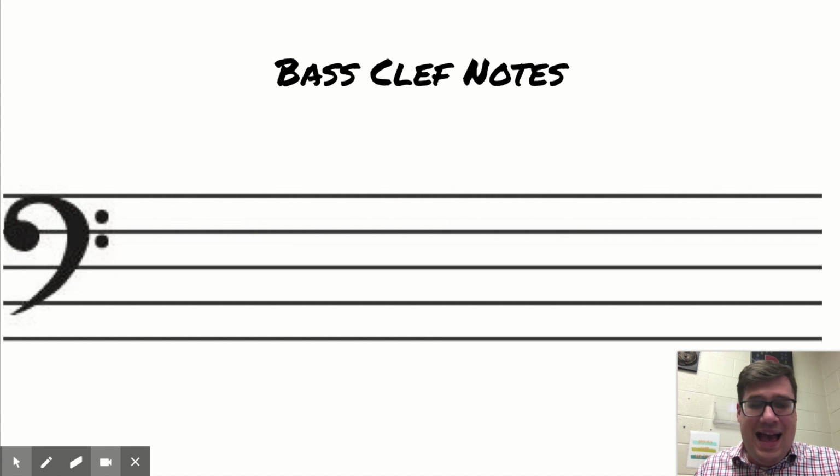So when we go back, we're going to start with bass clef because I'm a bassoonist, and we always start with treble clef. We're going to start with bass clef today because, with the big instruments and the low instruments, go big or go home, right? So here we go.